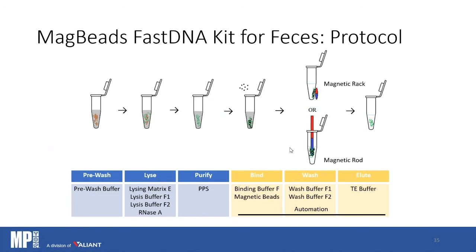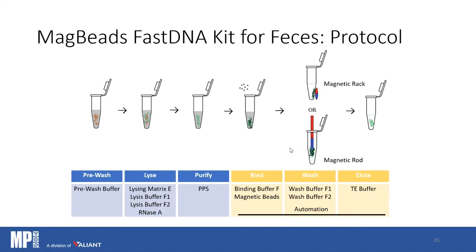DNA using this kit, firstly, pre-wash the sample to remove a large portion of soluble contaminants. Then the sample is lysed by using Lysing Matrix E, and lysis buffers F1 and F2 are used to provide a buffer environment for released DNA, and RNase A is added to remove RNA. After that, PPS, which stands for protein precipitation solution, is added to precipitate out proteins and other contaminants that can be removed by centrifugation. Following that, Binding Buffer F is used to promote the binding of DNA to magnetic beads.